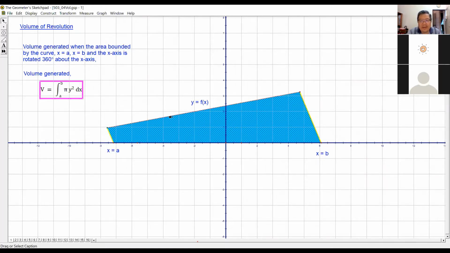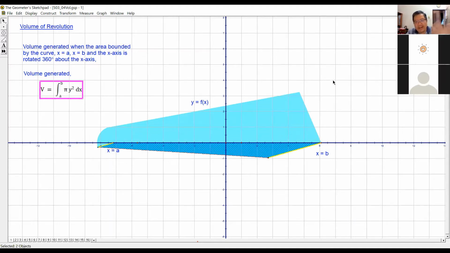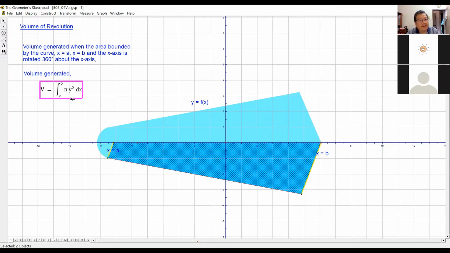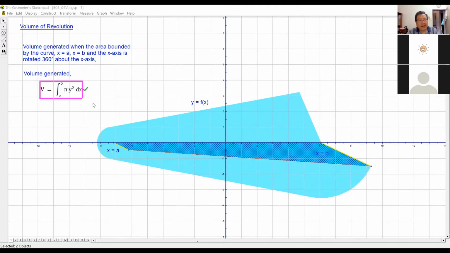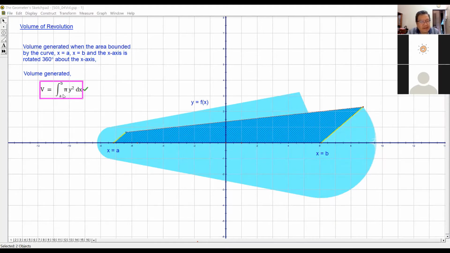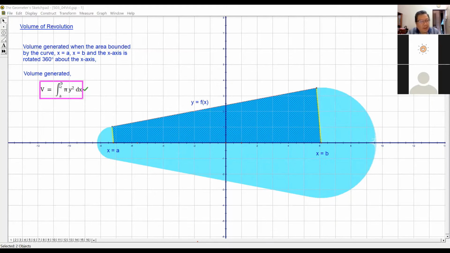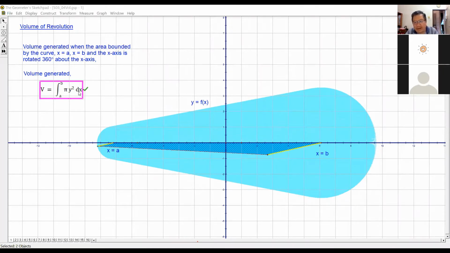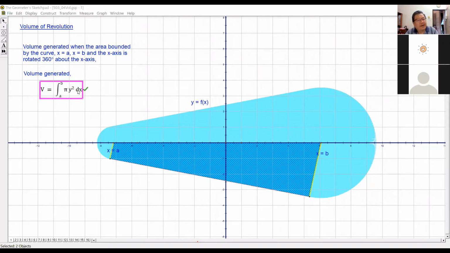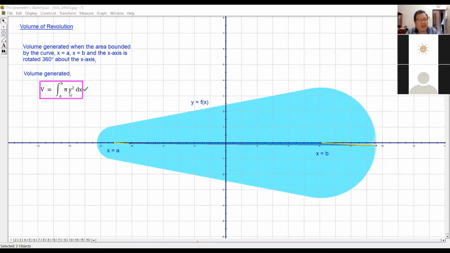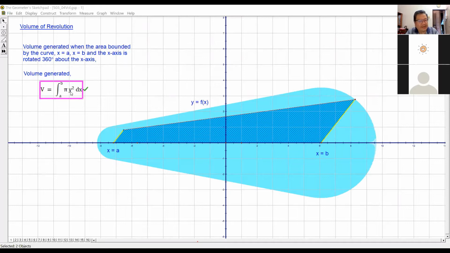We have this one. The area bounded between the curve and the x-axis is rotated about the x-axis. For rotating about the x-axis, the formula is like this. Everything is in terms of x. The upper limit and the lower limit come from the x-axis, and you have to integrate with respect to x. You start off with y squared first, and finally the y squared you have to change to x.